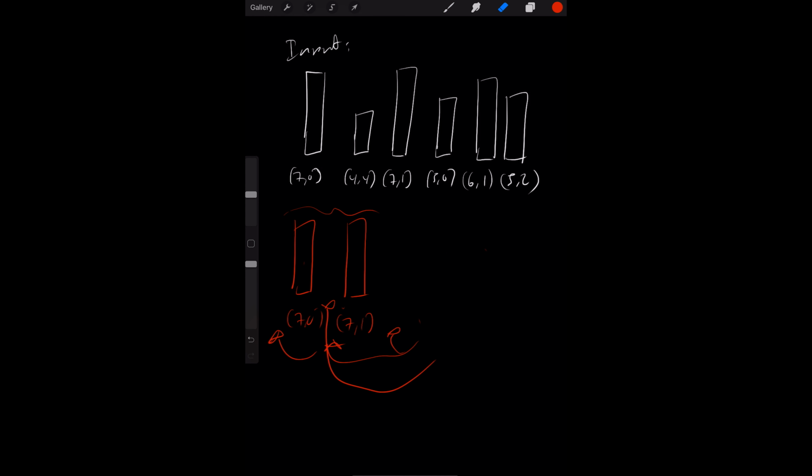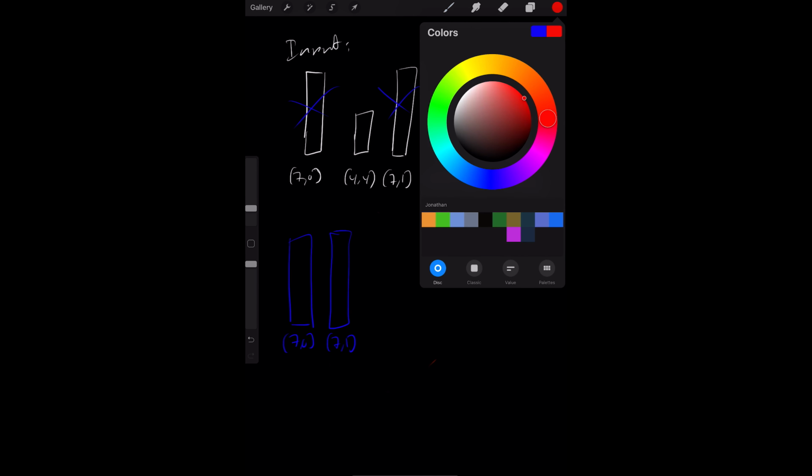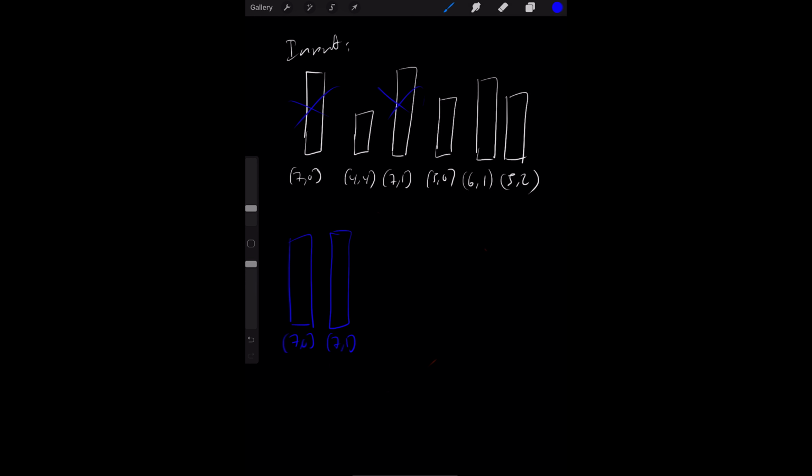What we can do is, first we order 7, 0 in our queue, 7, 1, right? And then we're done with this. It's already done. And then now we want to do the next tallest people. So the next tallest people is 6. So you have 6, 1 to put.